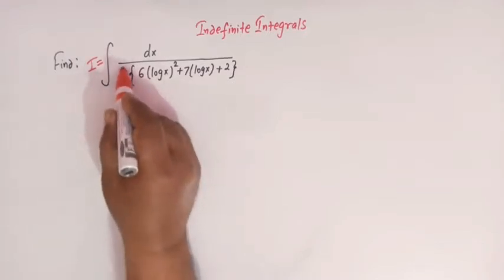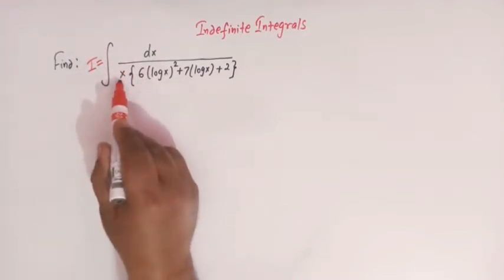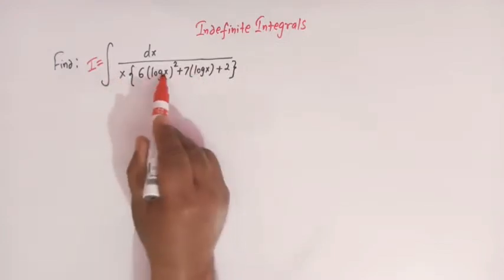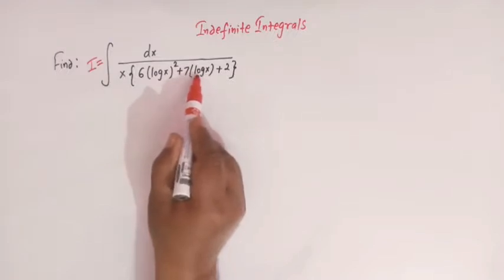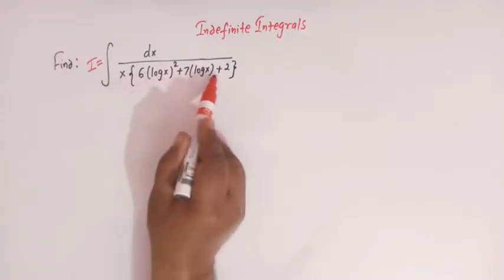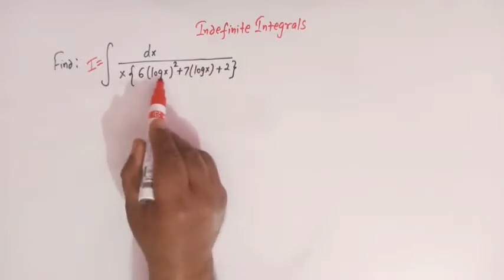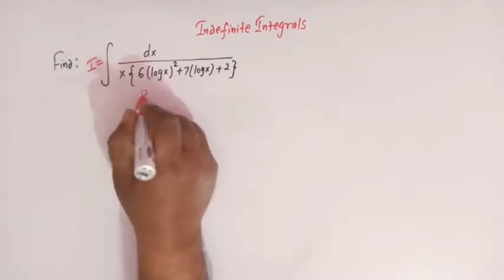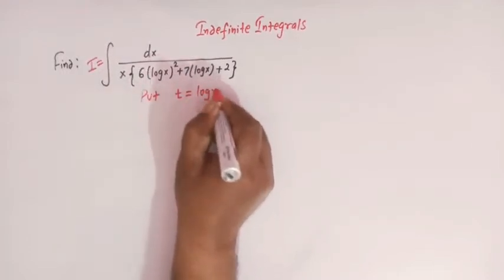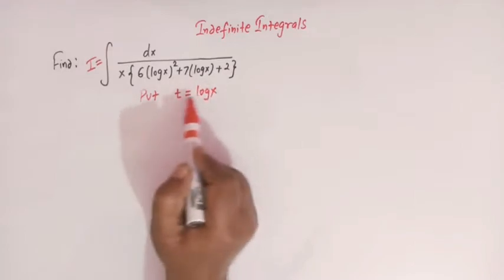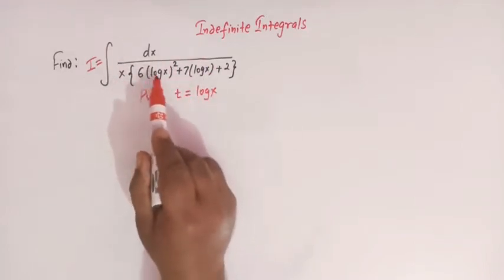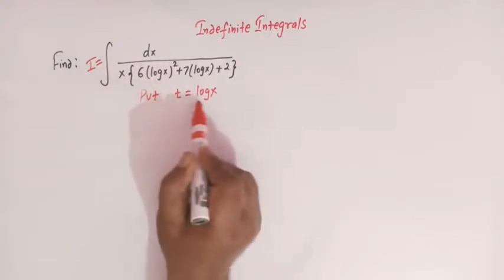So here we see that in the denominator we have x, and here we have log x square, and here also we have log x. So this expression is a quadratic expression in log x. So if we take, say, t is equal to log x, let us see how we can transform this integral by making this substitution.